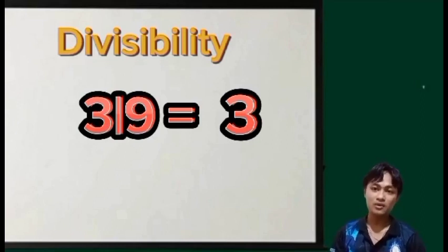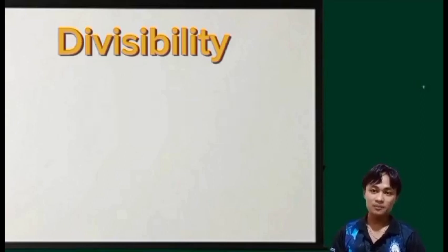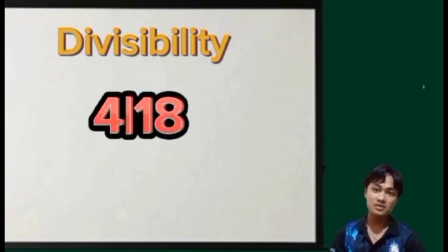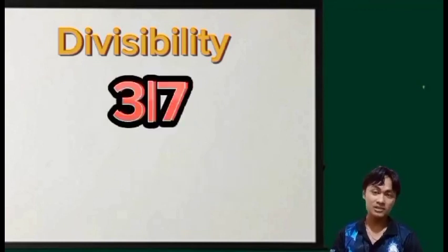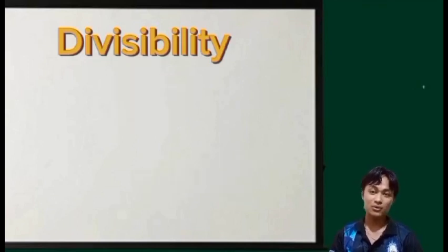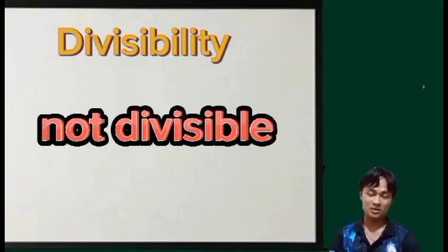Now let's try examples that are not divisible. First, 18 divided by 4. This example has a remainder and that is 2. Another one, 7 divided by 3. In this example there is a remainder and that is 1. So those examples are not divisible.